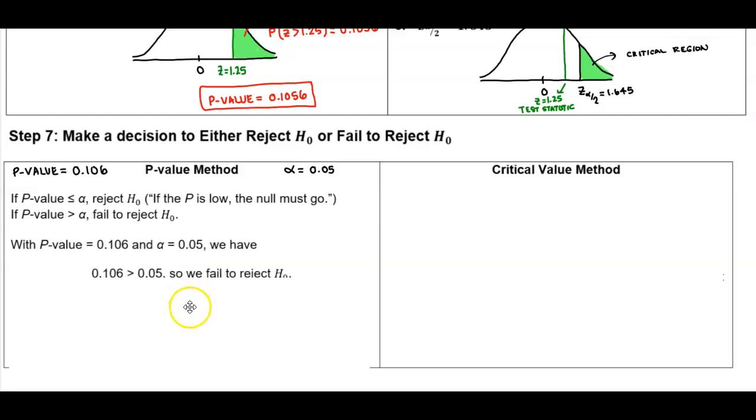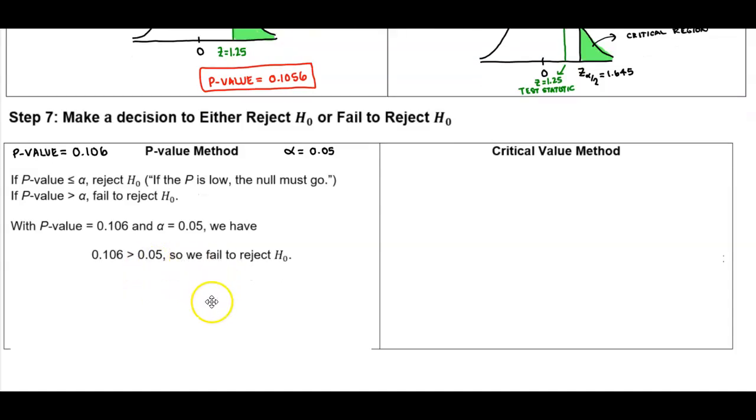So now we're going to compare that. Well, we can see that 0.106, the p-value, is greater than 0.05. Therefore, we fail to reject the null hypothesis.